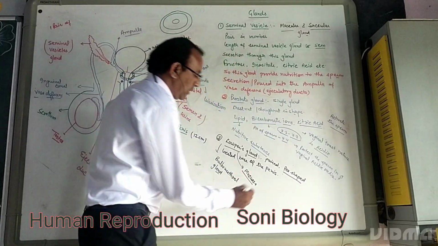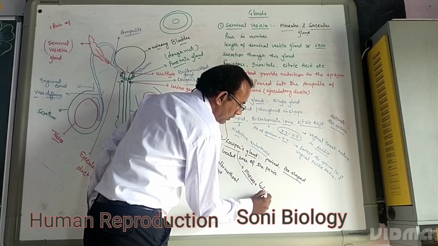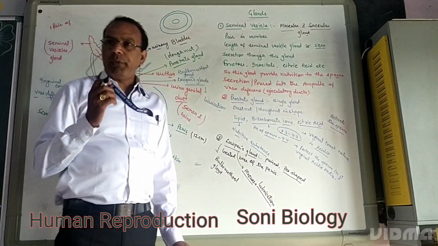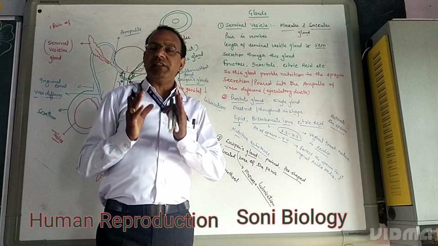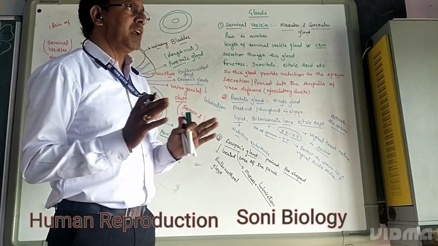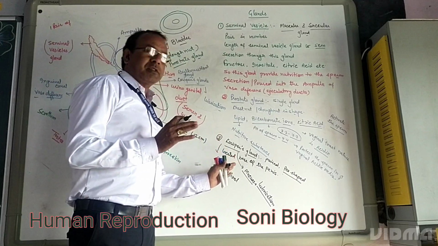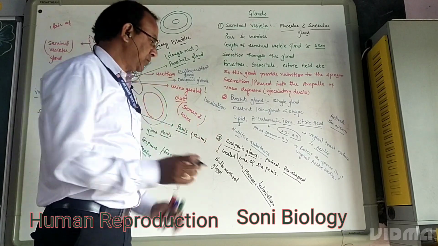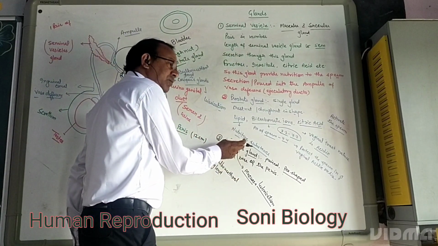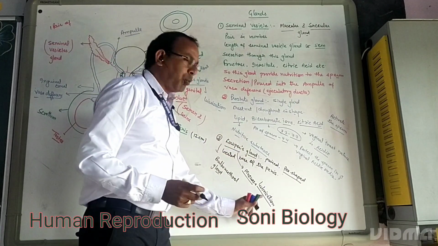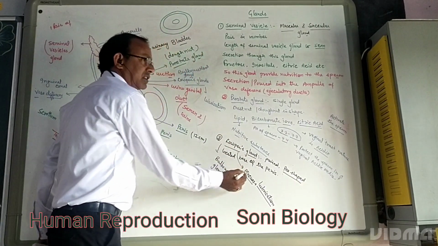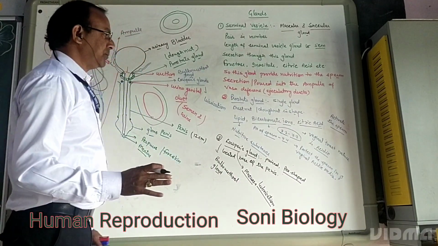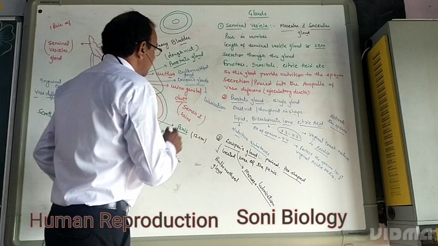This mucus provides the lubrication. Before the copulation process, Cowper's gland secretes mucus, and this provides the lubrication so that no obstacle may occur in the pathway of the penis to insert into the vagina. So what is the role of Cowper's gland? It helps in lubrication. Why? Because it secretes mucus, a fluid-like substance that helps in lubrication. Clear?